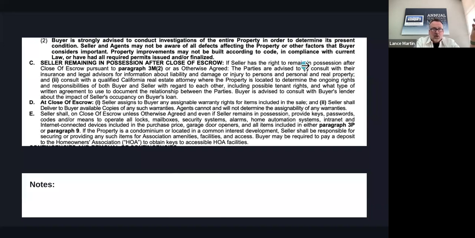Building codes, compliance with law. Is it up to code? Did we get a permit for the patio cover? All that sort of stuff.